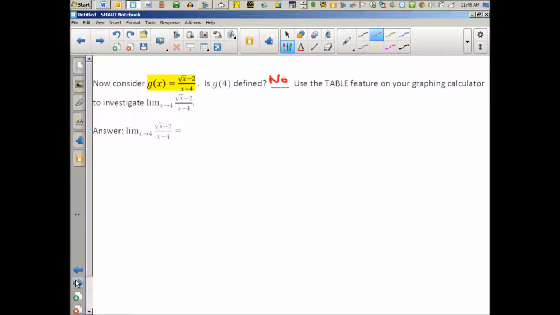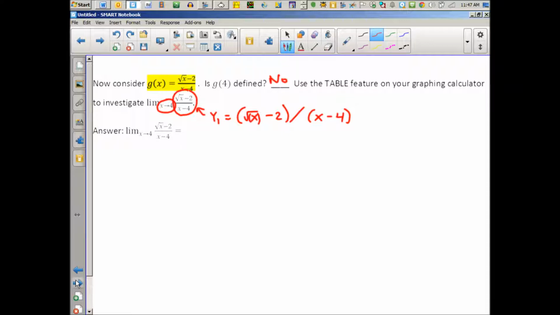Use the table feature on your graphing calculator to investigate the limit as x goes to 4. See the little 4 right there? So we're going to study the numbers near 4. Get out your graphing calculator. Make sure you update your function to this one. Type it like this: square root of x, close the parentheses on that x, minus 2, close the parentheses for the numerator. Divide it, then open a parentheses for the denominator, x minus 4. You've got to type it properly, or it won't work at all.